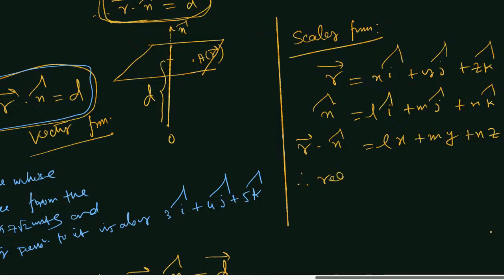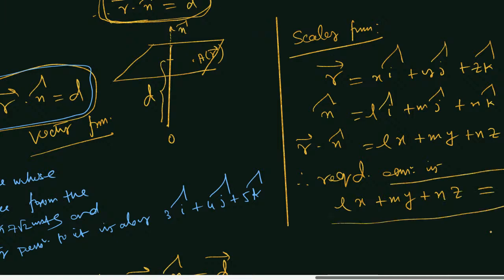Therefore, the required equation is lx plus my plus nz is equal to d. Just check once. This is the required equation of the plane: lx plus my plus nz is equal to d.